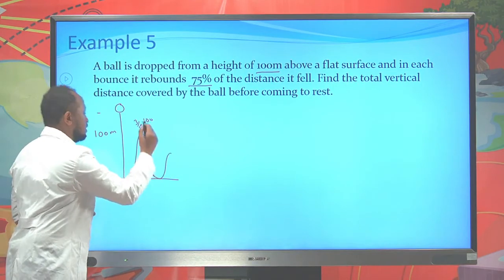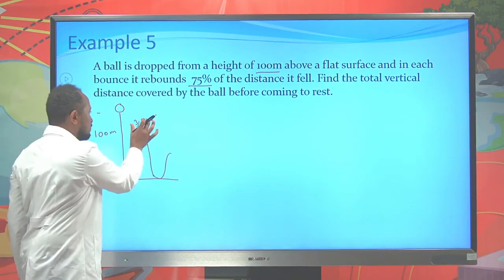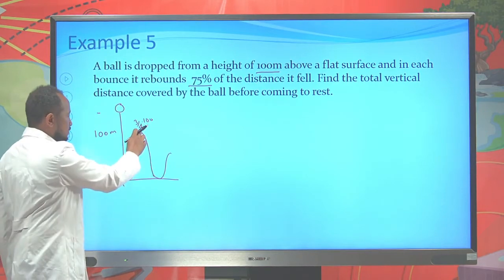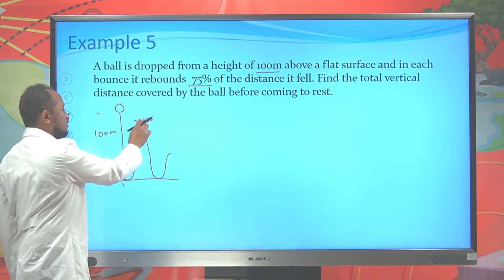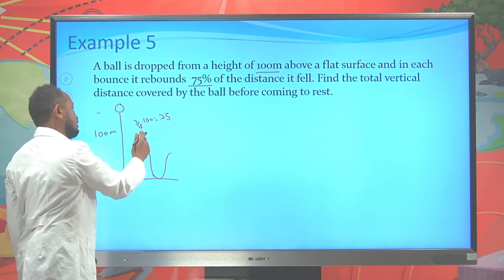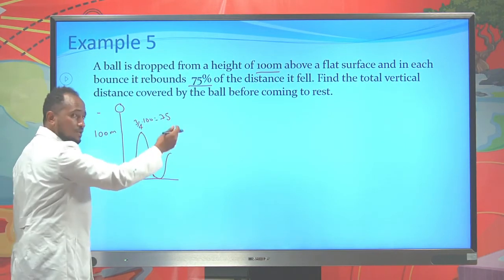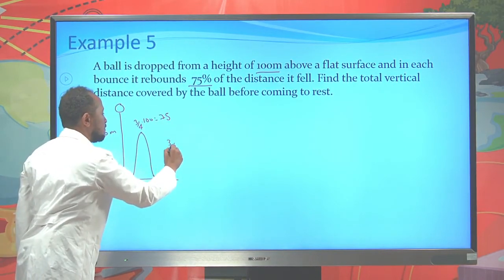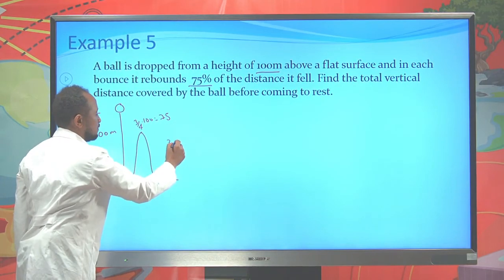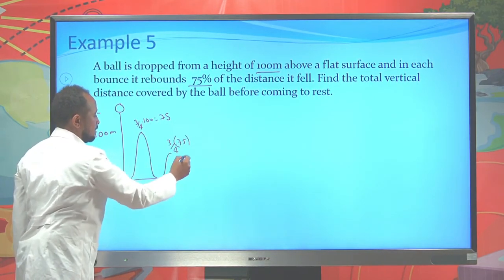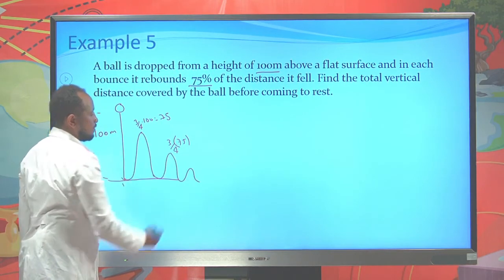Next, it rebounds 3/4 of this one. It falls 3/4 of 100 meters, or when you simplify, 75 meters. So it falls 75 meters. On the next rebound, it rebounds 3/4 of 75. So it goes on like this.